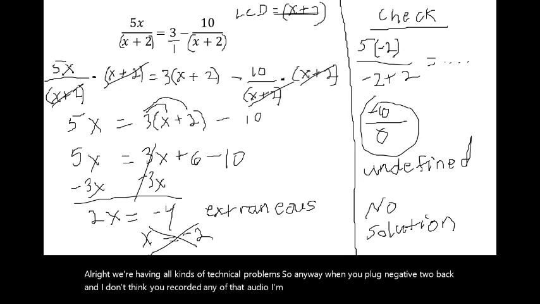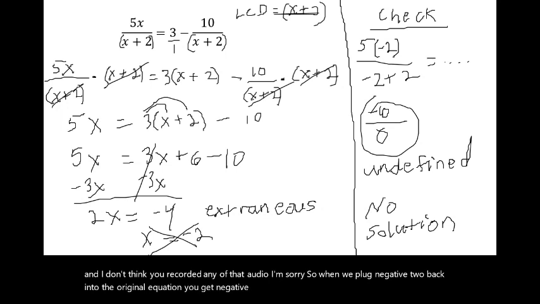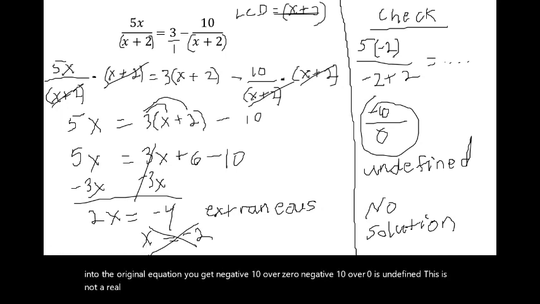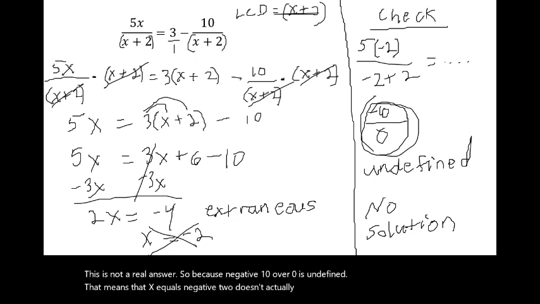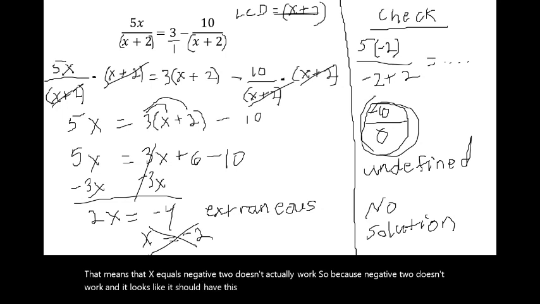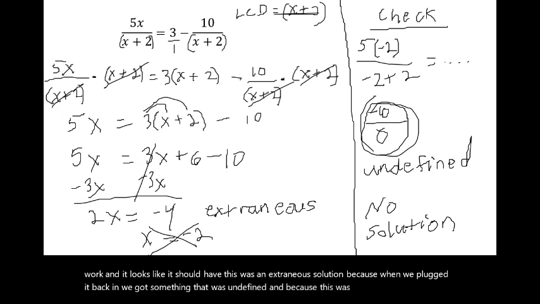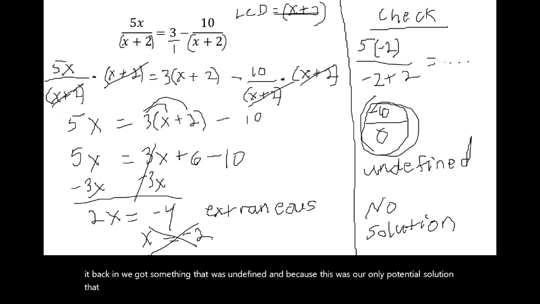So when we plug -2 back into the original equation, you get -10 over 0. Now, -10 over 0 is undefined. This is not a real answer. So because -10 over 0 is undefined, that means that x equals -2 doesn't actually work. Because -2 doesn't work, and it looks like it should have, this was an extraneous solution, because when we plugged it back in, we got something that was undefined. And because this was our only potential solution, that means that this equation overall has no solution.